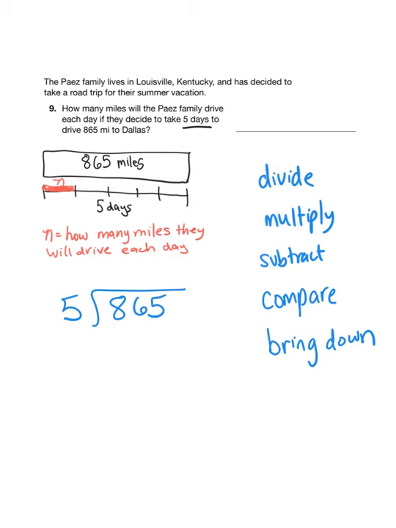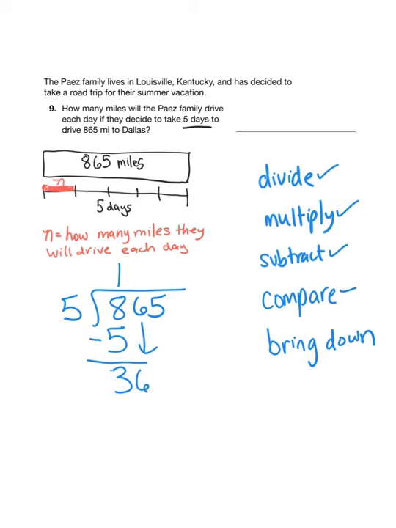Let's begin. What is 8 divided by 5? Meaning how many groups of 5 can fit into that 8? 1. Now we're going to multiply. 1 times 5 is 5. Subtract. 8 minus 5 is 3, and then we just need to make sure 3 is less than our divisor, and it is.